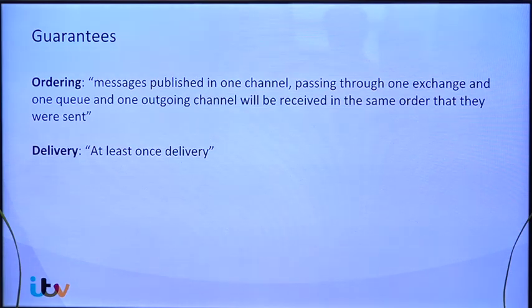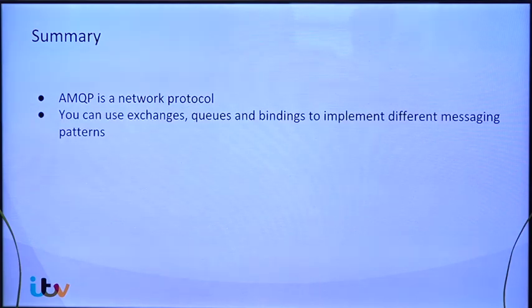Or another approach, which effectively ends up being the same at the point you process it, is that you put a unique ID on your messages and then dedupe them at your consumer. If you're doing that, I would probably say use a sequence number, because it's easy to hold the state. There you go. So for AMQP, it's a network protocol. You can use exchanges, queues, bindings to implement different messaging patterns, and make your messages idempotent. Are there any questions at that point?